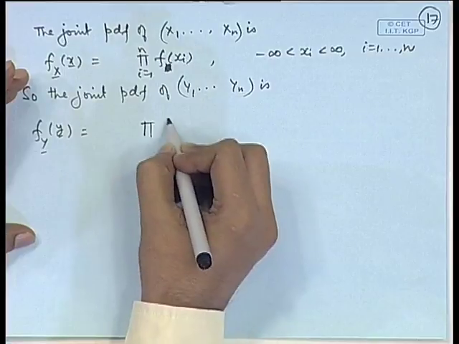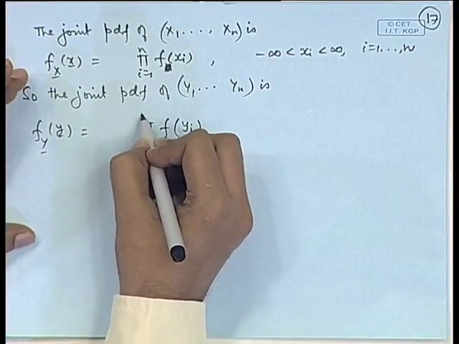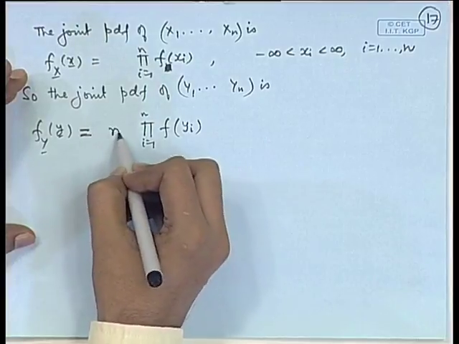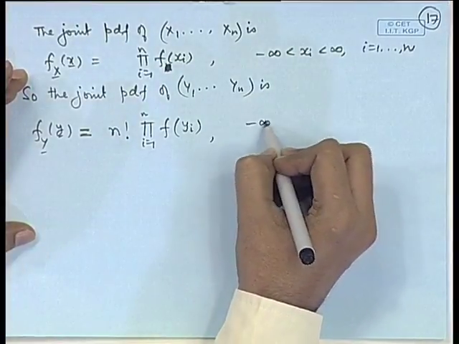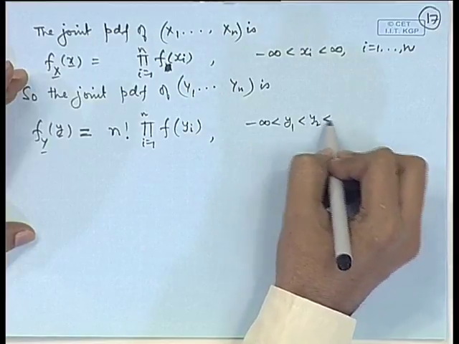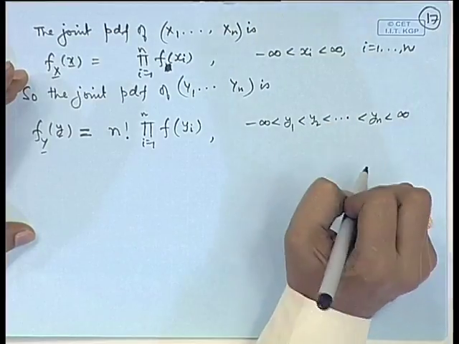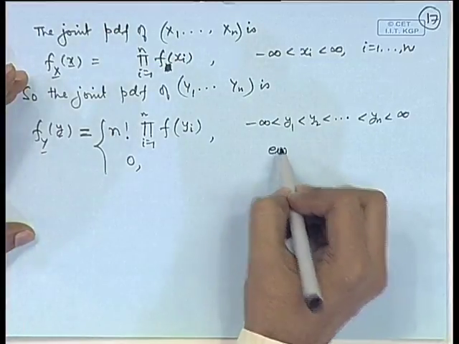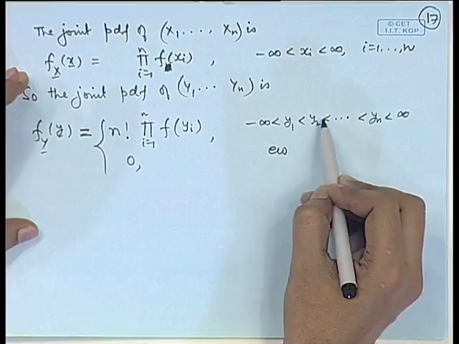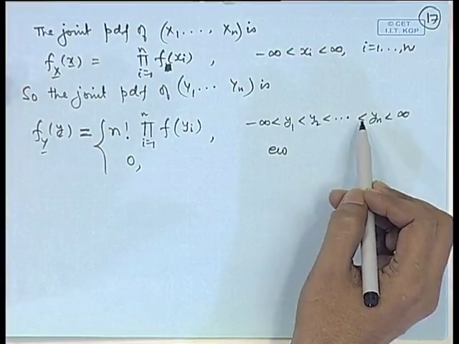So, this becomes the product of f of y i, i is equal to 1 to n, and we have n factorial regions. So, it is n factorial times, and the region is y 1 is less than y 2 less than y n less than infinity. We may have the cases where y 1 is equal to y 2 or say y s is equal to y s plus 1 for certain s. Since we are assuming the continuous distributions, the probability of two variables being equal is 0, and we can ignore this. So, you can see here that the joint distribution of y 1, y 2, y n can be written.